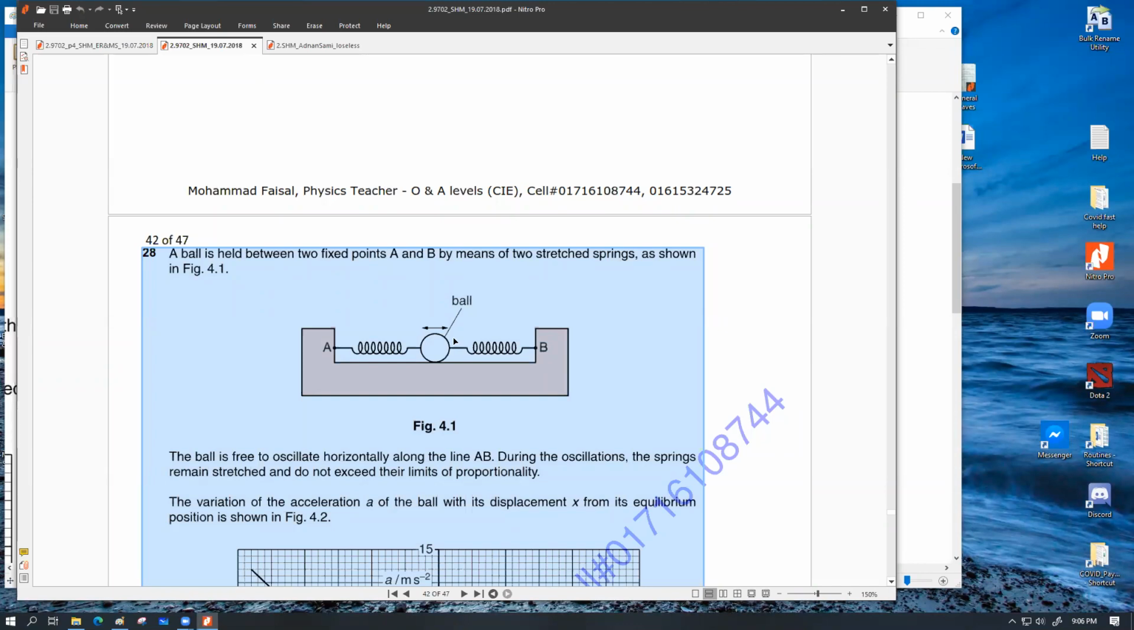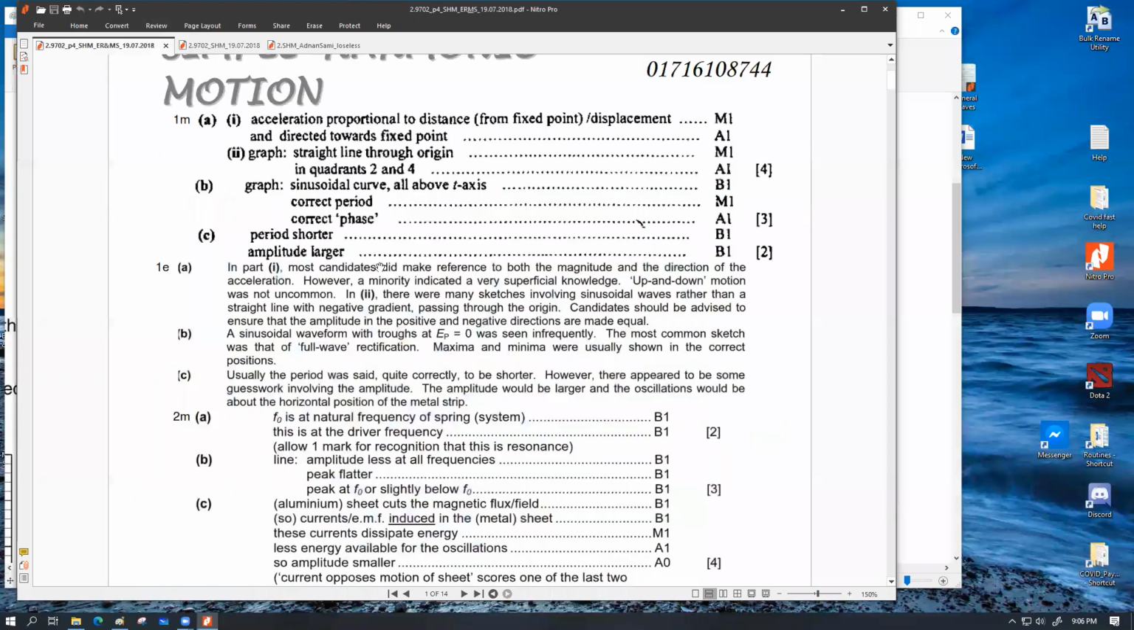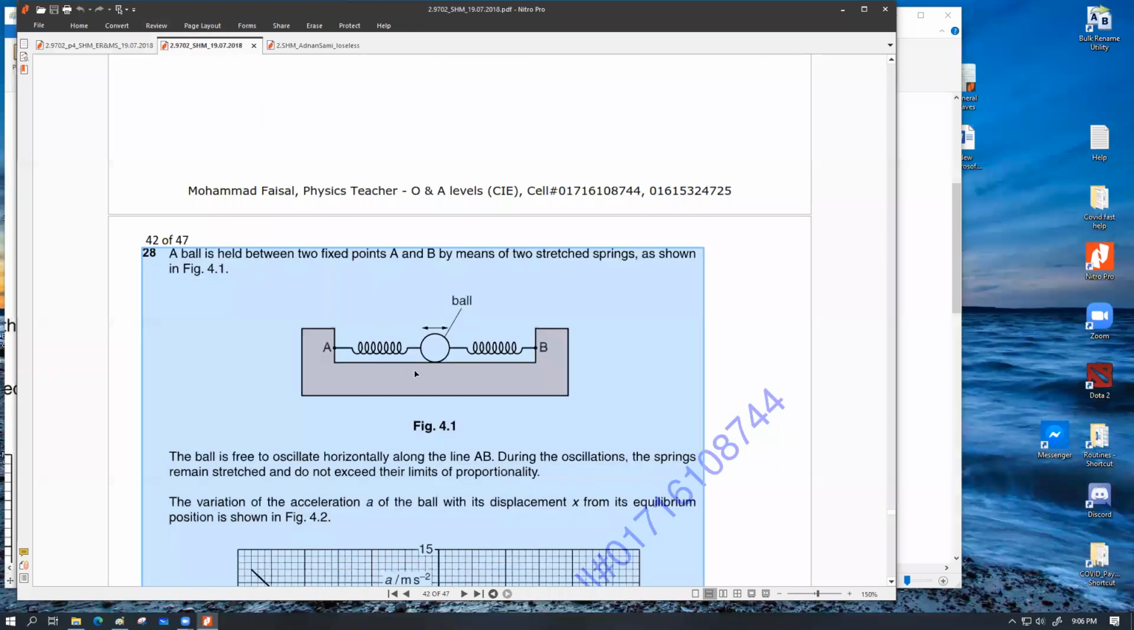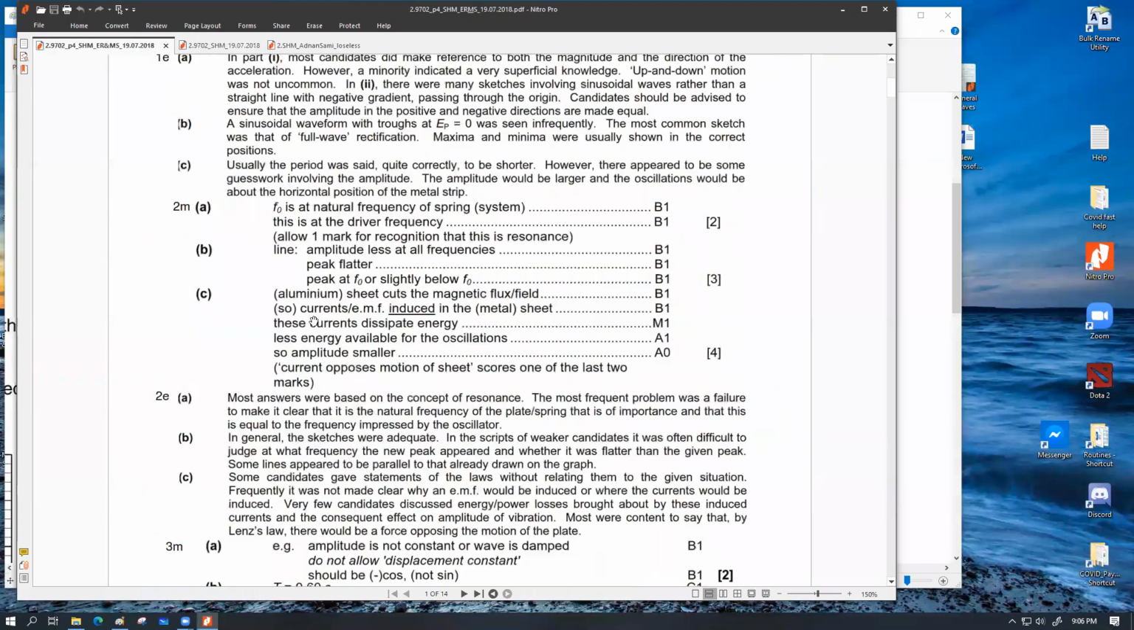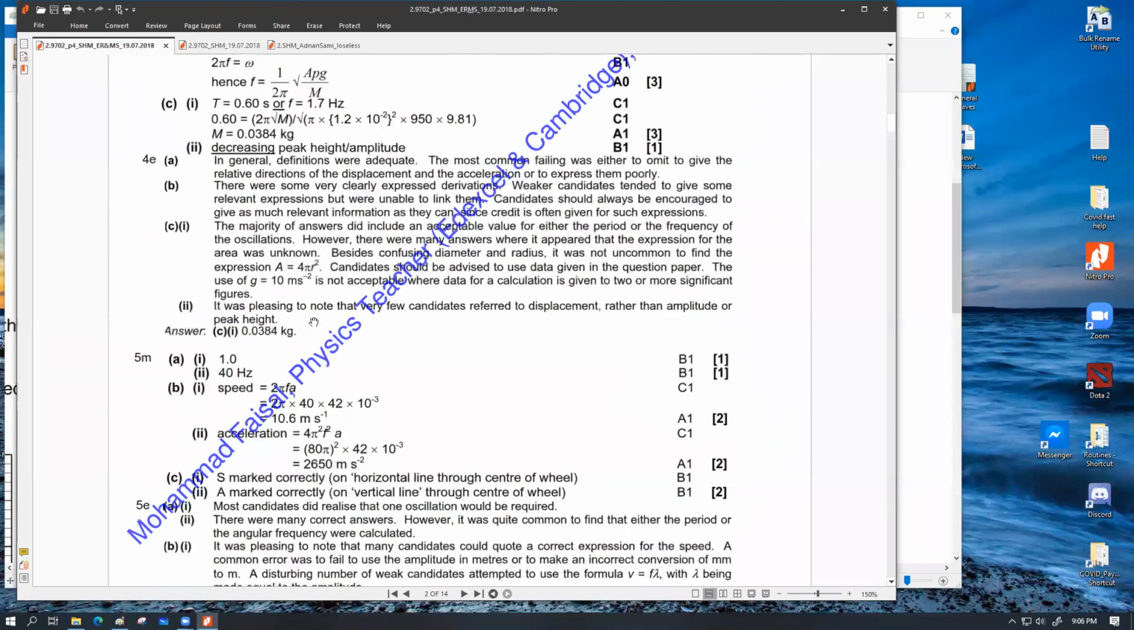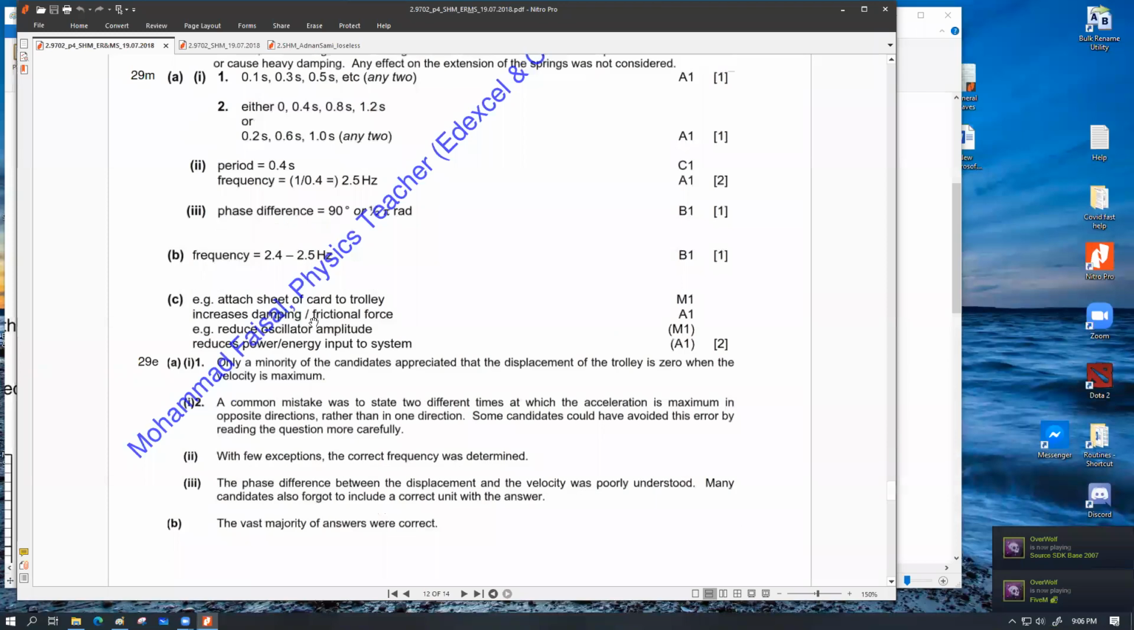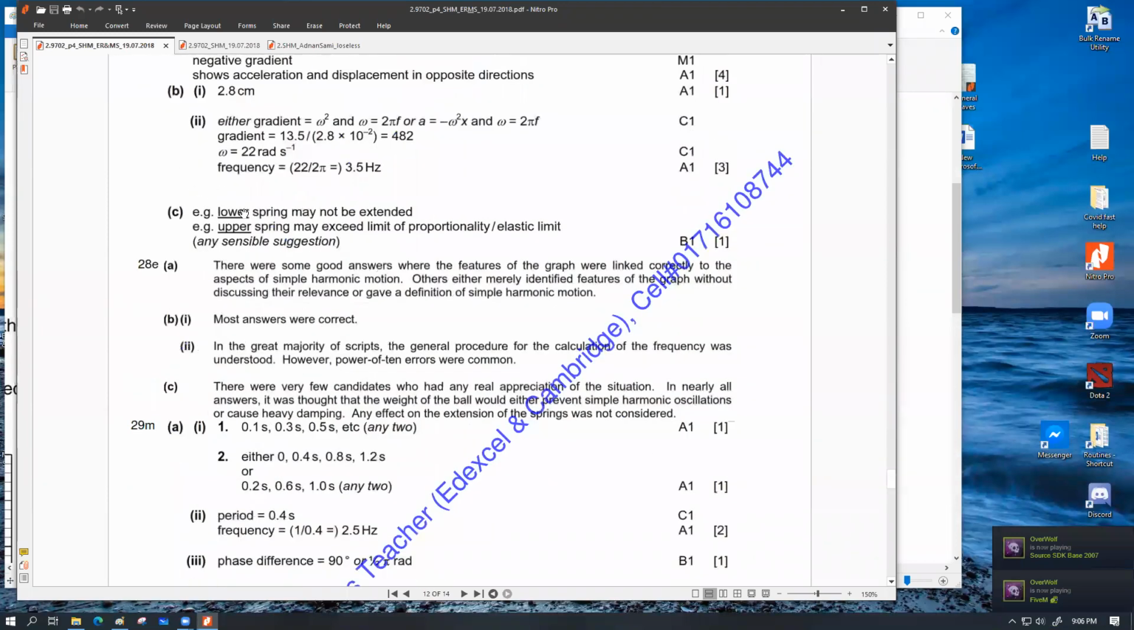Even when SHM becomes damped oscillation, it still remains simple harmonic motion. A damped oscillation is very much simple harmonic motion. Under damped, to be more exact, because critical damping and over damping just stop almost immediately, so that doesn't count as continuous oscillation. It's question number 28. The ball should be at the bottom side. Lower spring may not be extended. Upper spring may exceed the limit of proportionality or elastic limit. Acha.